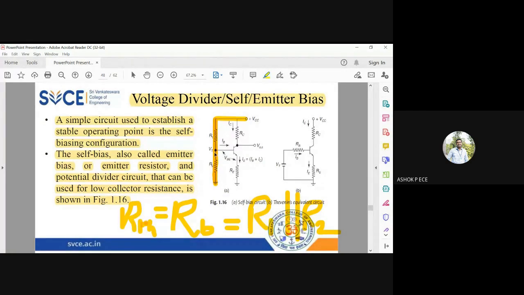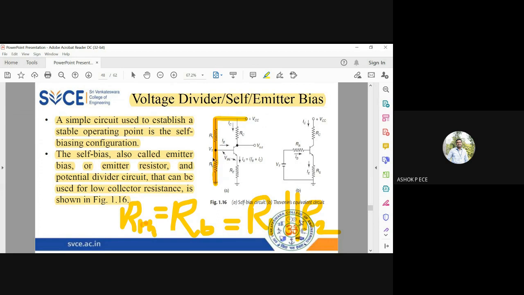V Thevenin is the voltage across R2. If you apply the potential division, voltage division technique, total voltage is VCC. I am measuring it across R2. So VT equals total voltage into that resistance divided by that resistance plus opposite resistance. So VT will be equal to VCC into R2 divided by R1 plus R2.